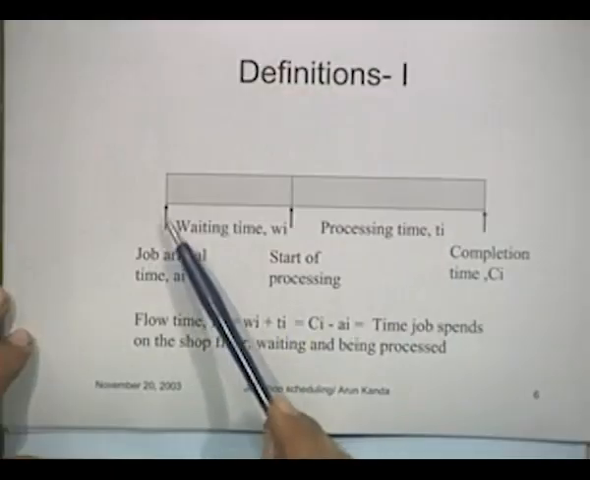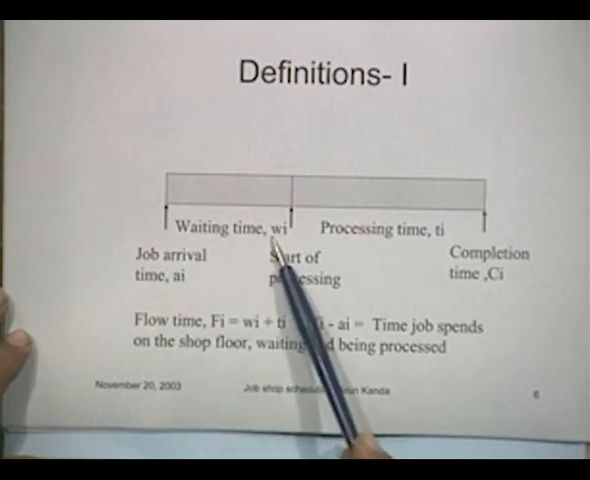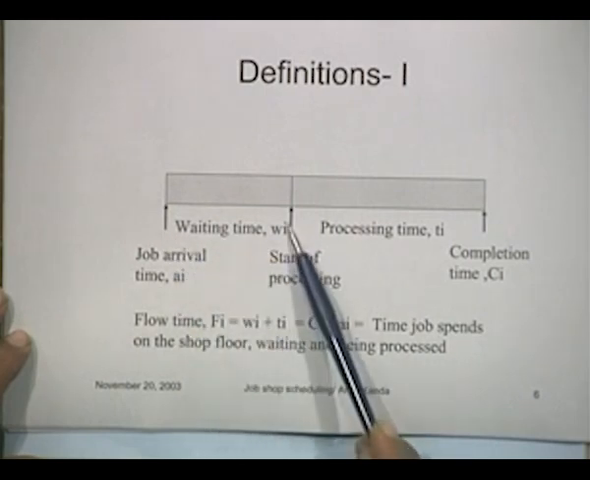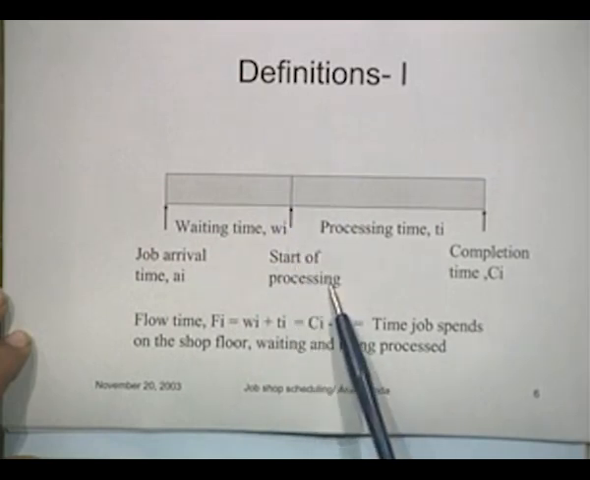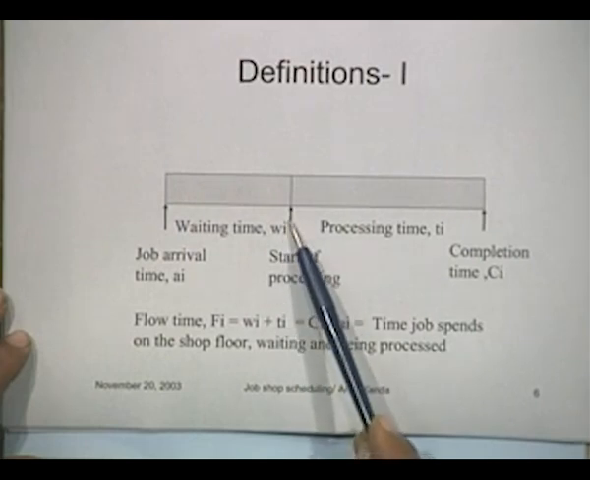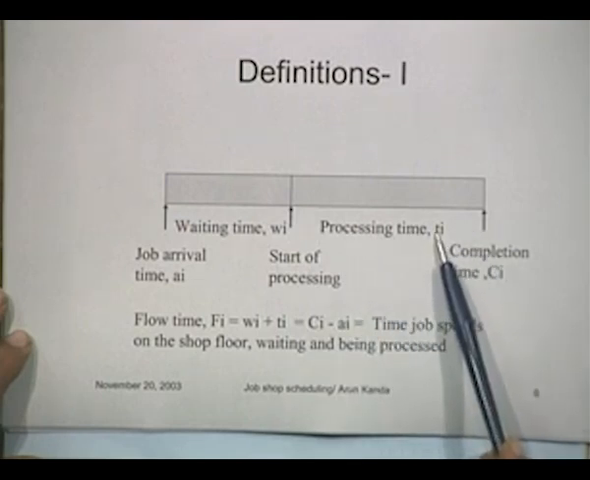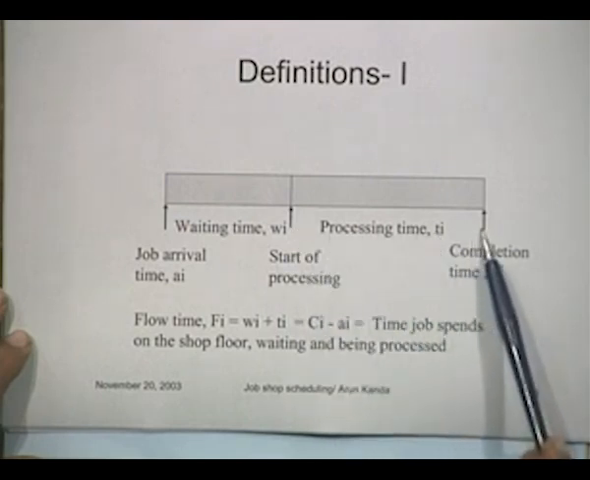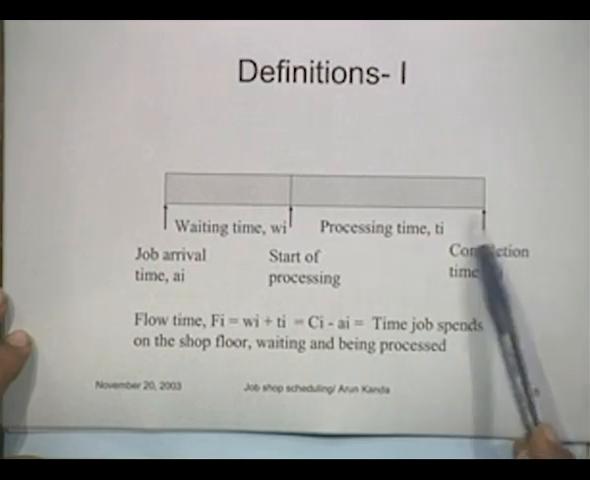Let's define some terms. Let us say the job arrives on the scene at time Ai. Ai is the arrival time of the job in general. The job then waits typically, and this is the waiting time of the job up to this particular point of time. At this point of time there is a start of processing, and once the start of processing takes place, the total amount of time required will be the processing time required for that particular job. So this Ti will be the time required. At this particular time, this would be the completion time of the job.